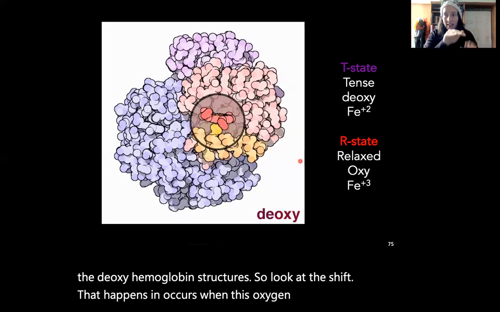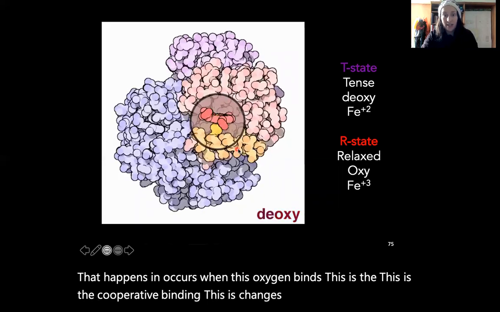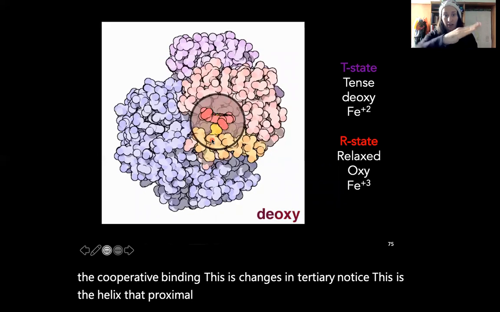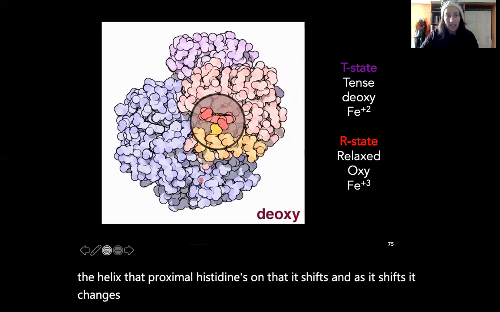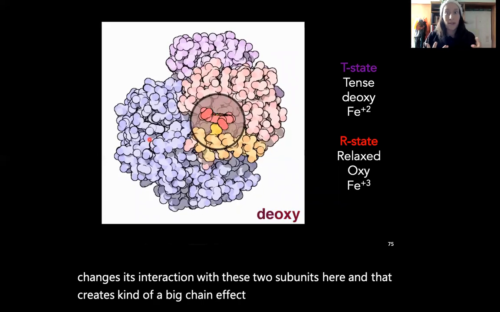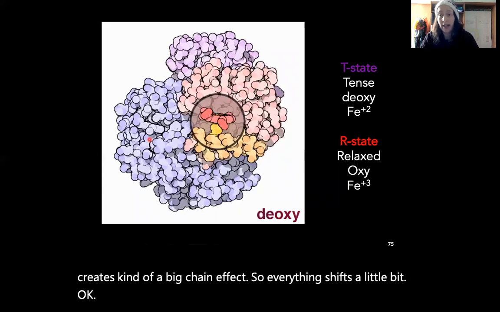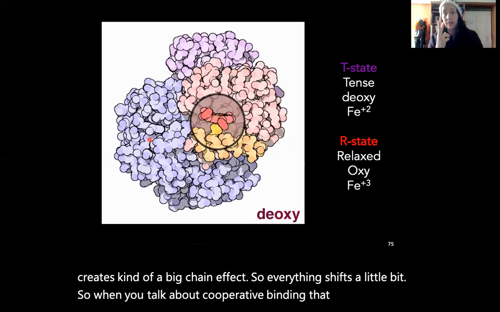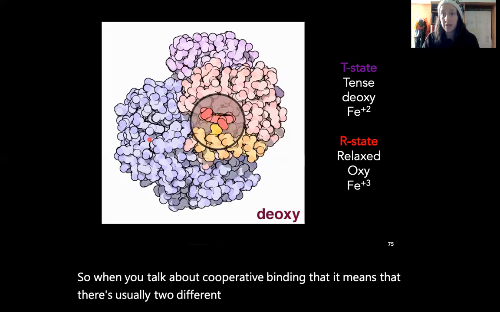This is the cooperative binding. This is changes in tertiary. Notice this is the helix that the proximal histidine's on, and it shifts. And as it shifts, it changes its interaction with these 2 subunits here, and that creates kind of a big chain effect. So everything shifts a little bit. When you talk about cooperative binding, it means that there's usually 2 different states. The 2 states for hemoglobin are called the T state and the R state.